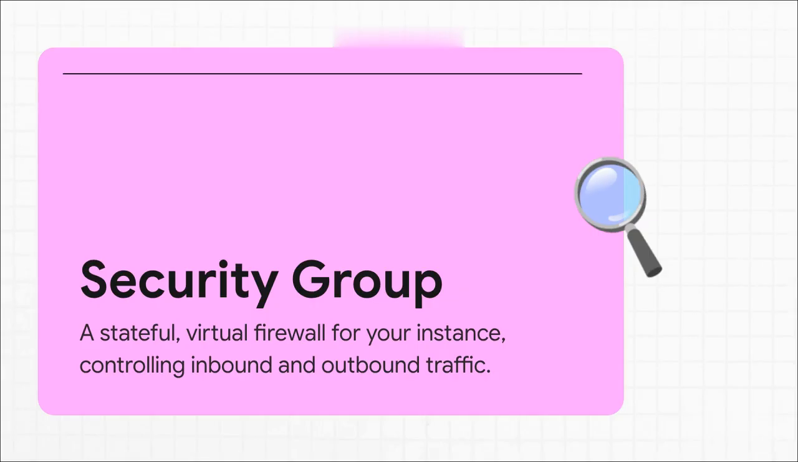But here's the most crucial difference. Security groups are stateful. They remember things. They track connections. So if you allow inbound traffic from a source, the return traffic is automatically allowed out. This makes managing your rules so much simpler.